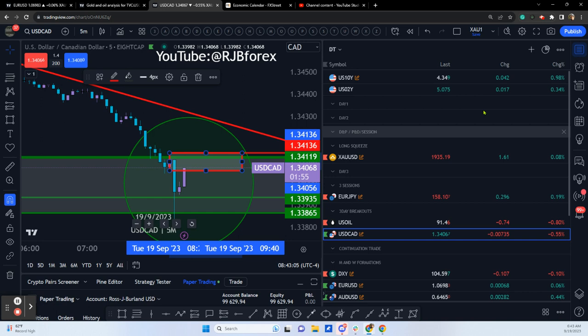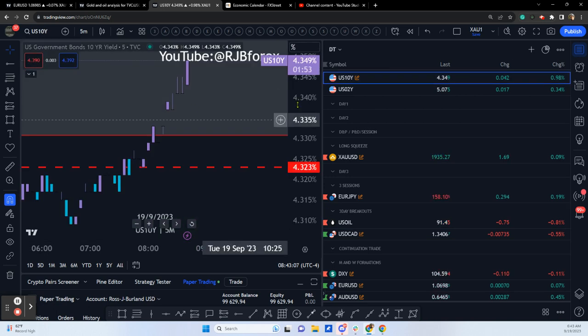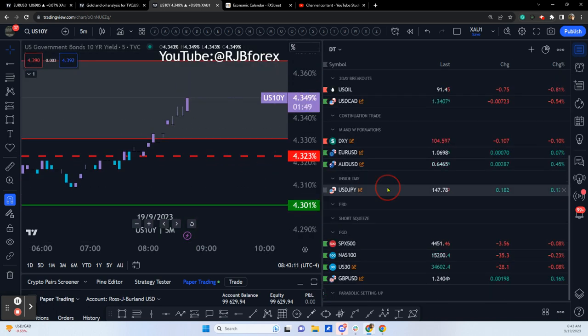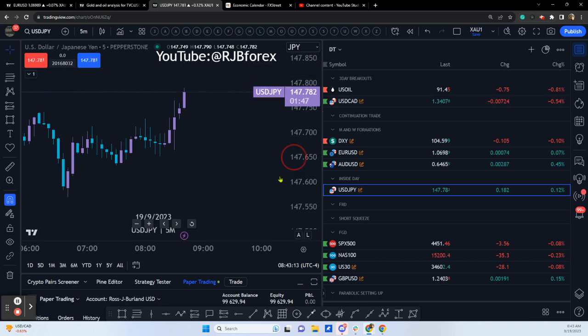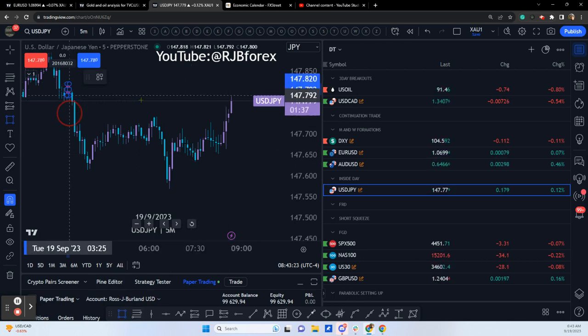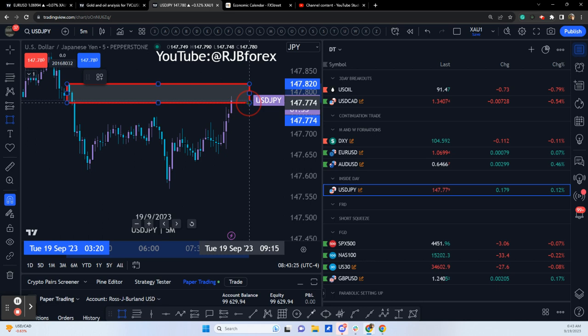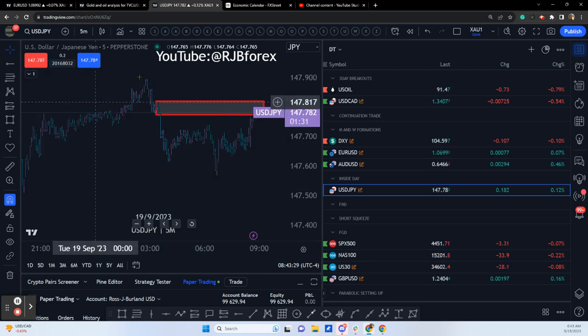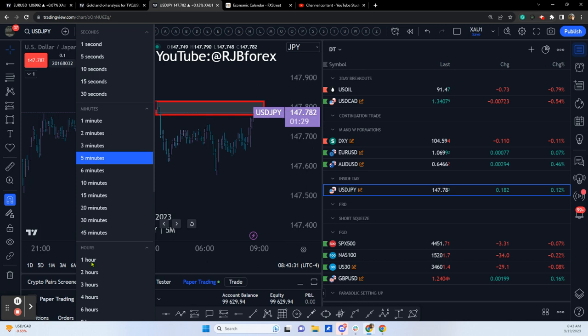Yes, with the 10-year rallying, you'd expect dollar yen to find support. As it is, it's finding support. So we're getting these nice strong moves ahead of the Wall Street open, which we can look to counter trend if we get the opportunities and setups. So we're coming up into potential 5-minute resistance.